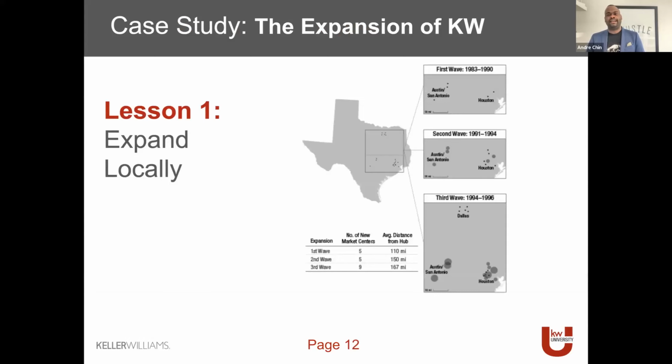So when we look at the case study of the expansion of KW, we know that Keller Williams was started in Austin, Texas. And if you see how he sort of got started, he did his first wave between 1983 and 1990. And that was his first 5 market centers once he had his original market center built and operating the way he wanted it to.